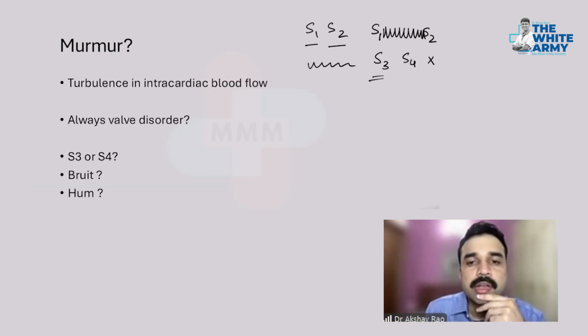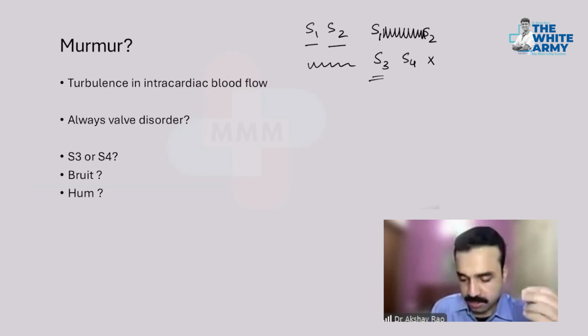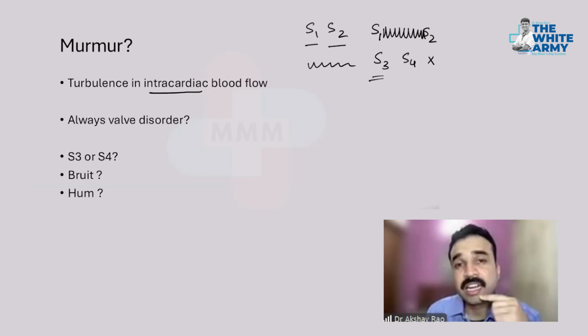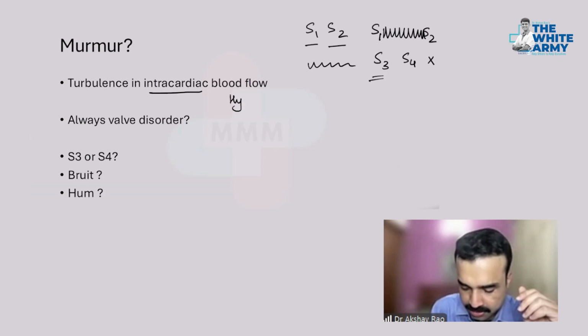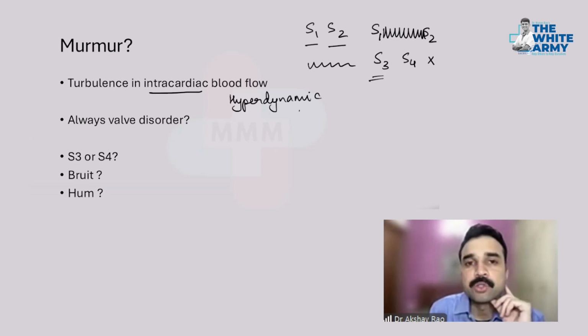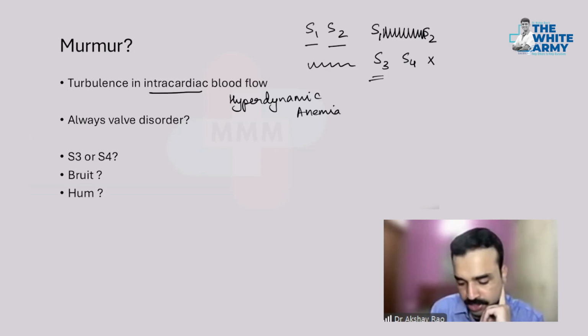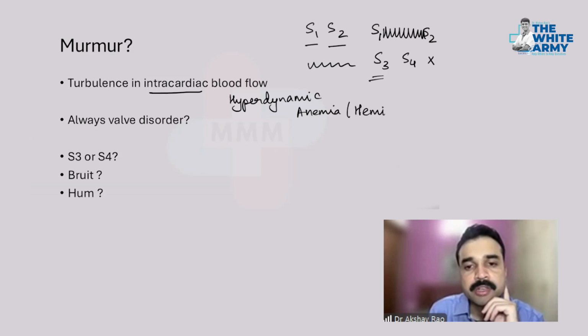As we were discussing, abnormal sounds produced due to turbulence most often indicate a problem within the heart, an intracardiac problem. But occasionally there may be no problem within the heart, and yet the flow may be turbulent, for example in hyperdynamic states, most commonly in anemia. In patients with anemia, you may be able to auscultate a murmur, which is known as the hemic murmur. A hemic murmur can occur without any intracardiac abnormality, purely because of turbulent blood flow due to anemia.